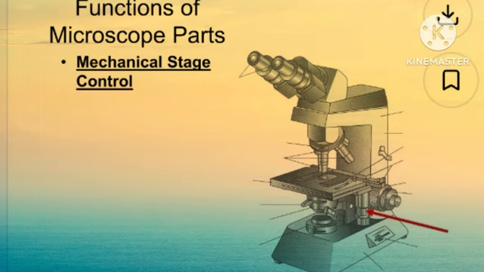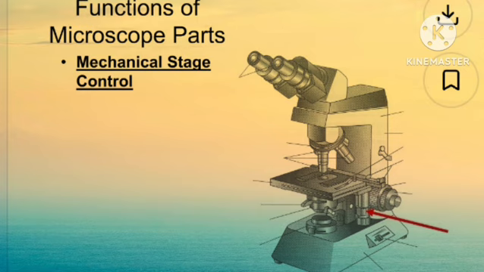And next, the mechanical stage control. What are they? We view the slides with them. The mechanical stage control is a knob or a pair of coaxial knobs. It moves in the x-axis and y-axis. The x-axis is left and right. You see the pictures. And the y-axis is forward and backward with high precision.